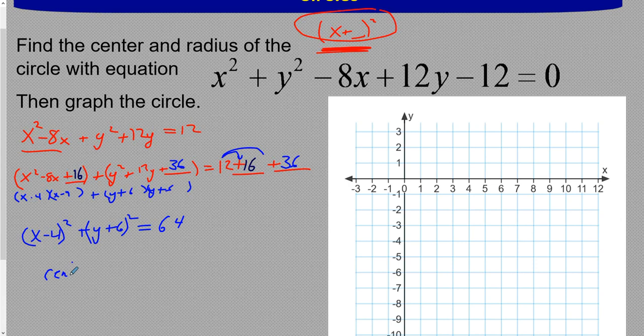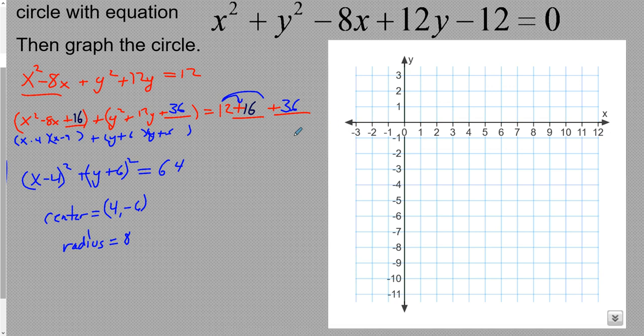So my center is at 4, negative 6, and the radius is going to be 8. Square root of 64. So we used completing the square to get equations to look like standard form or center form or vertex form or whatever you want to call it of a circle. 4, negative 6 right here. It's got a radius of 8.